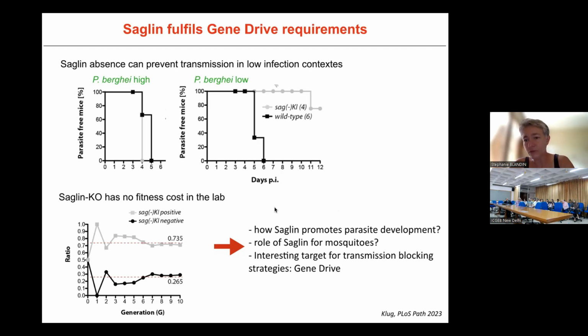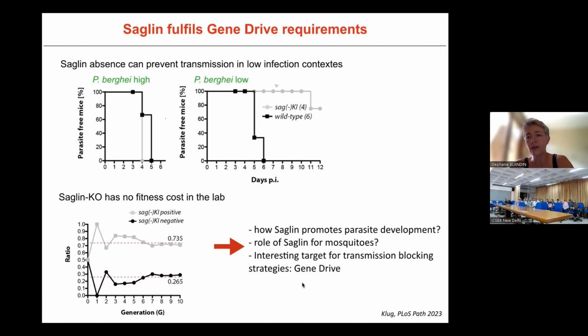Now, there are some remaining questions as well. How does saglin promote parasite development? That we still don't know, although we are working on it. And also, if saglin is dispensable for mosquitoes, what is its role really compared to other genes that are produced in the saliva? Okay, so now I will move to how we can make use of this knowledge that we have acquired using gene drives.